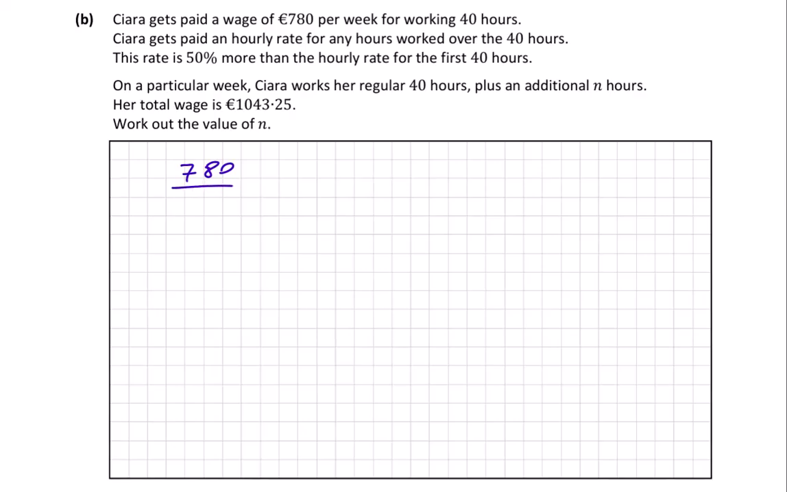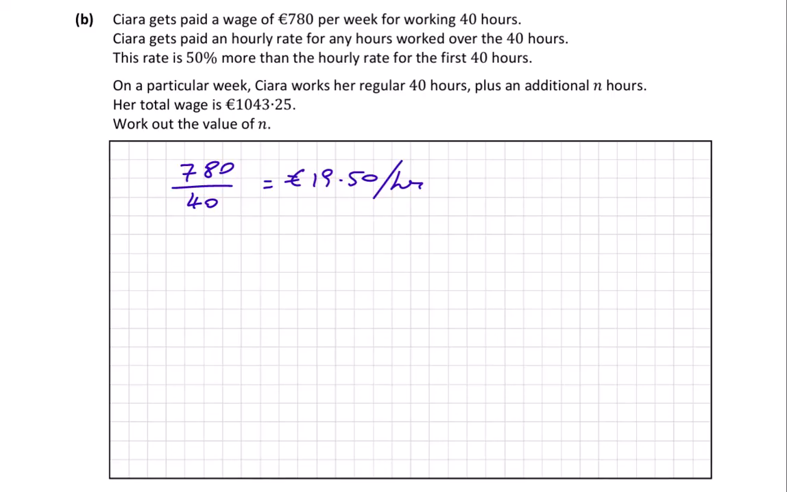So if you take the 780, she works 40 hours, so divide by 40. That gives her an hourly rate of 19.50, 19 euros 50, and that's per hour.